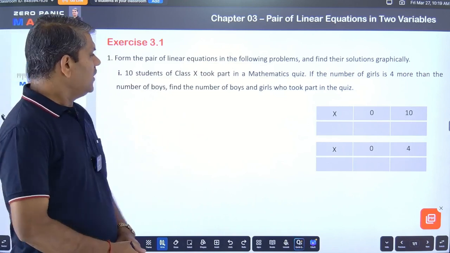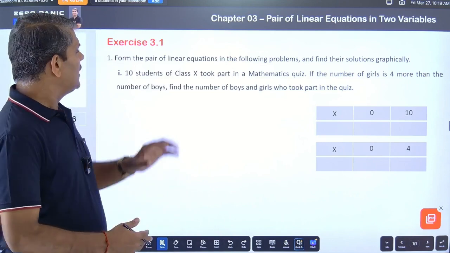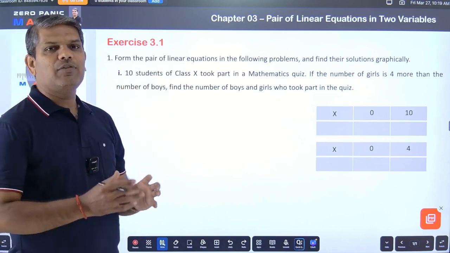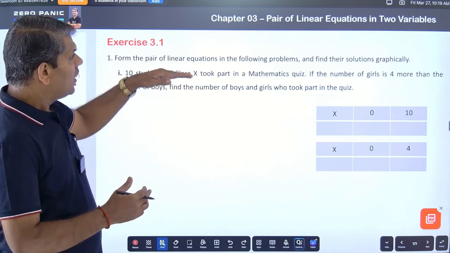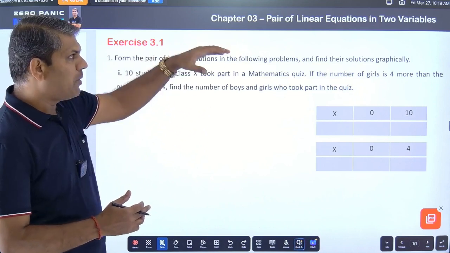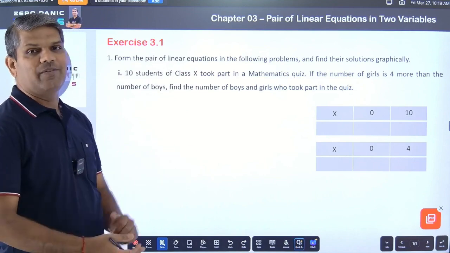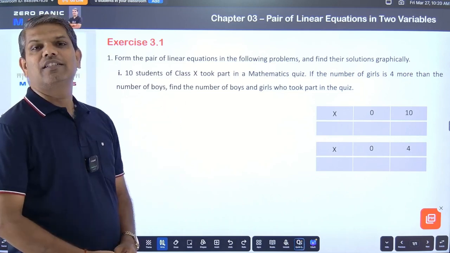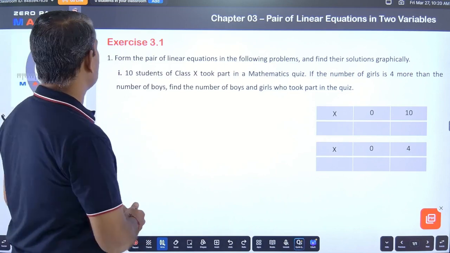Now these set of questions are very interesting because here they are given with real life problems, out of which we have to frame the pair of linear equations first, and then solve them graphically. I guarantee that you will definitely get interested in such kind of problems. Let us start the first problem.